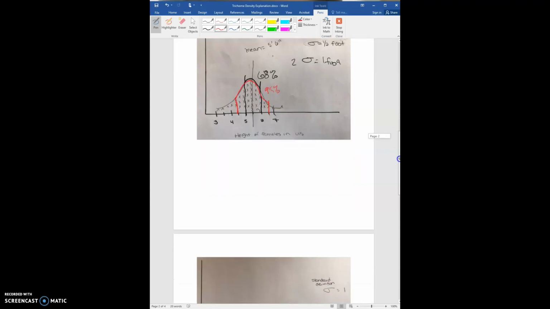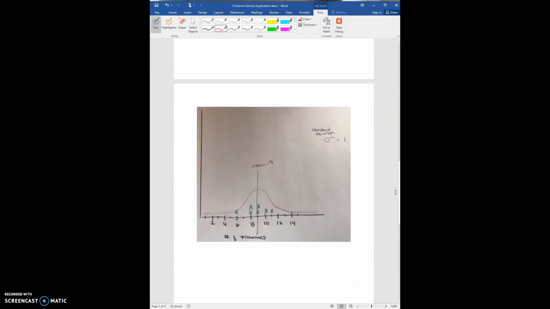So let's look at a graph of our trichome density. On the bottom of this, we have the number of trichomes. Here you can see I have labeled where all of the data points are from the first question. We have 6 trichomes per centimeter squared, and then 2 at 8, 2 at 9, 1 at 10. And so our mean, which we know from the data set, is 9. So this is our mean. And they gave us our standard deviation, which was 1.